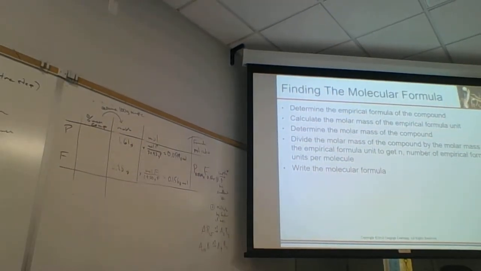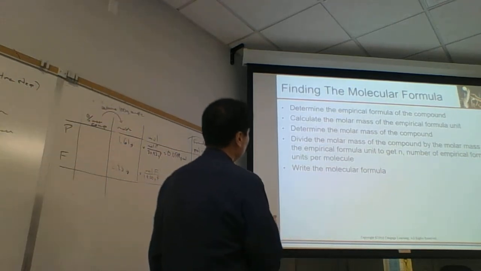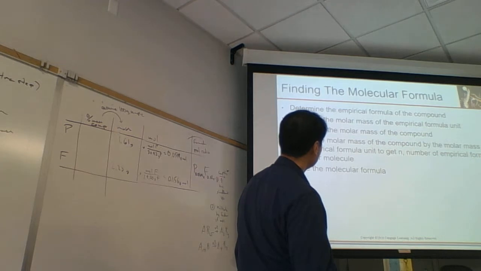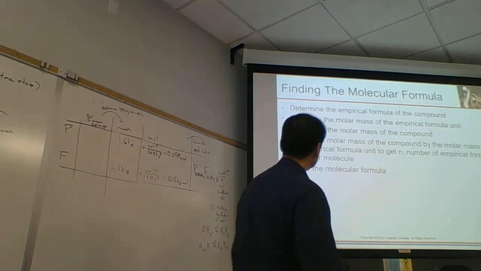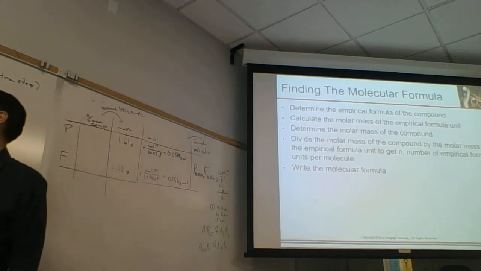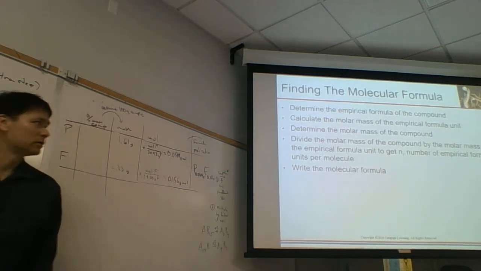Next, we're going to look at finding the molecular formula. One, we have to know what the empirical formula is first. Determine it, and then calculate the molar mass of the empirical formula unit. That's what we're going to call the empirical mass. So for this one, 3 times 19, and then phosphorus is about 31.